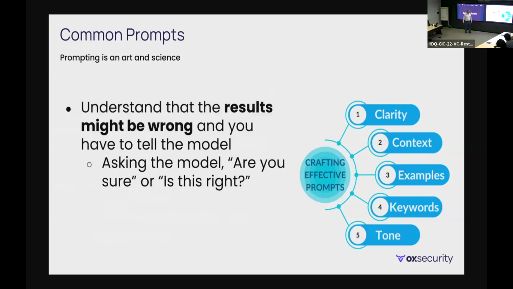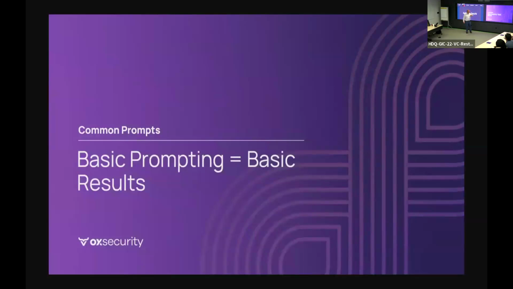Split complex tasks into simpler ones. Results might be wrong, hallucinations, all that. 52% of the time it's wrong, and sometimes, depending on what you're trying to do, worse or better. All right, basic prompting.